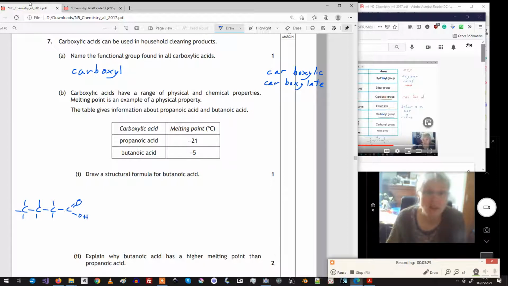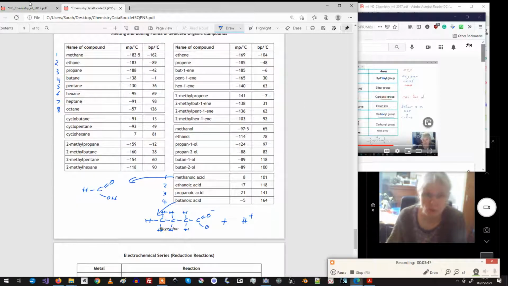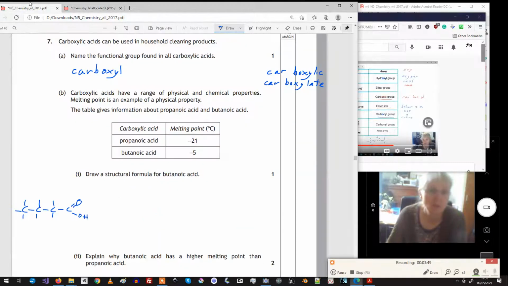Carboxylic acids have a range of physical and chemical properties. Melting points is an example of a physical property. The table gives information about propanoic acid and butanoic acid. Draw the structural formula for butanoic acid. Now, but is going to be the 4 one. And so this will be butanoic acid. And I'll put in the hydrogens.